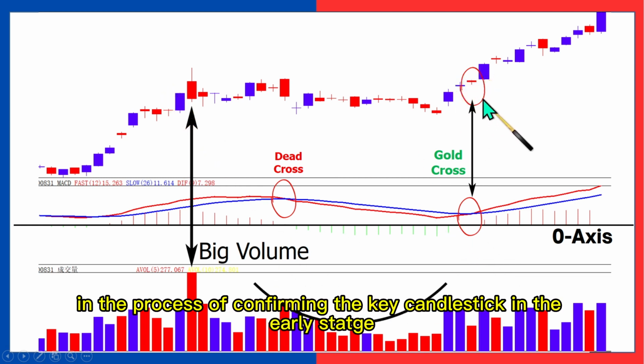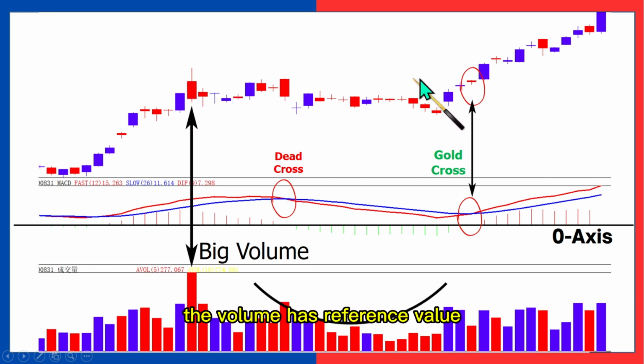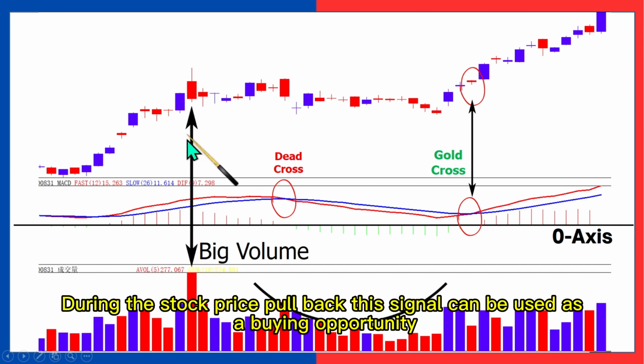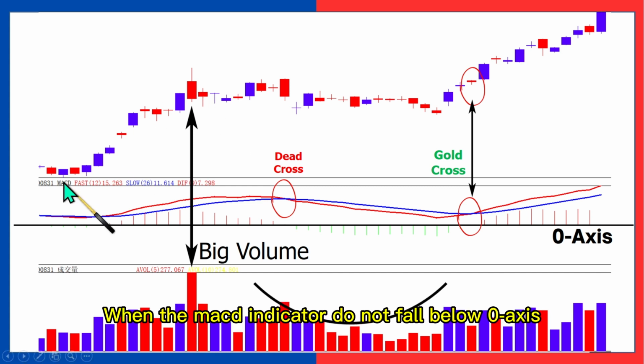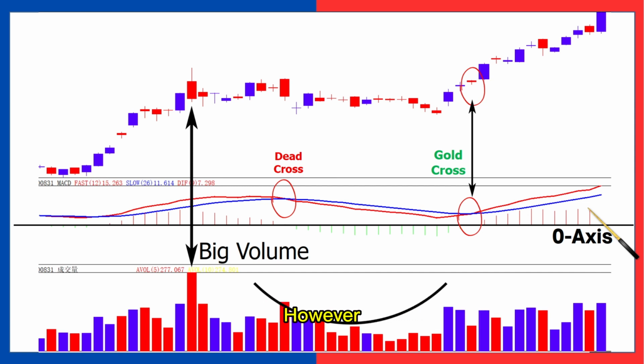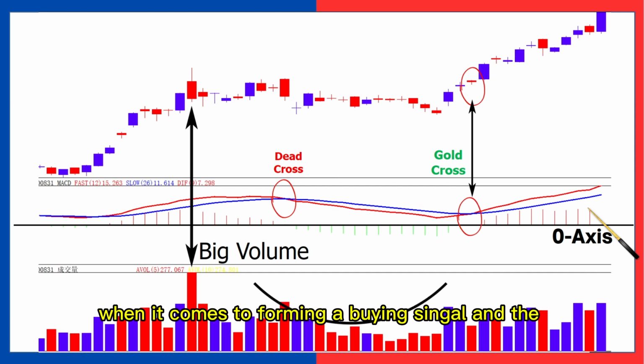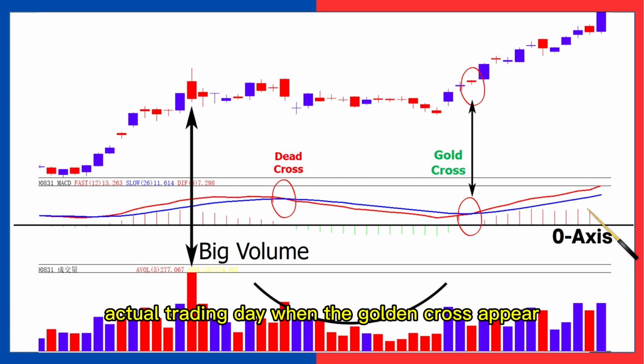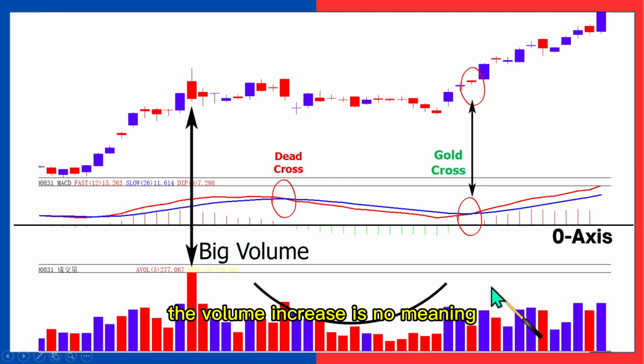Therefore, in the process of confirming the key candlestick in the early stage, the volume has reference value. During the stock price pullback, this signal can be used as a buying opportunity. When the MACD indicator does not fall below the zero axis, it's meaningful to observe the contraction and rise of trading volume. However, when it comes to forming a buying signal and the actual trading day when the golden cross appears, the volume increase has no meaning.